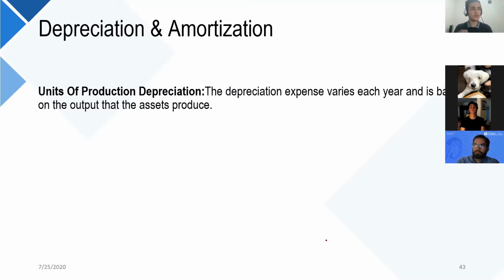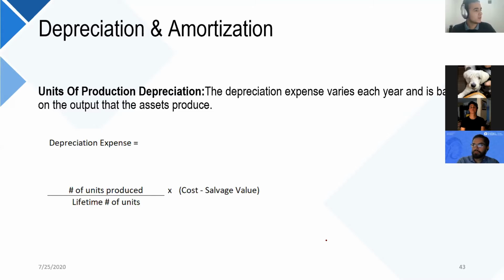And what is units of production depreciation? Well, here you recognize the loss of the value of the asset during its useful life, but it's related as a function of the units of production of the asset. So it's mostly for factory machinery. What you do is you take the units produced in a year and divide it by the lifetime units of production, and that is the rate at which you will recognize the loss of value over time.